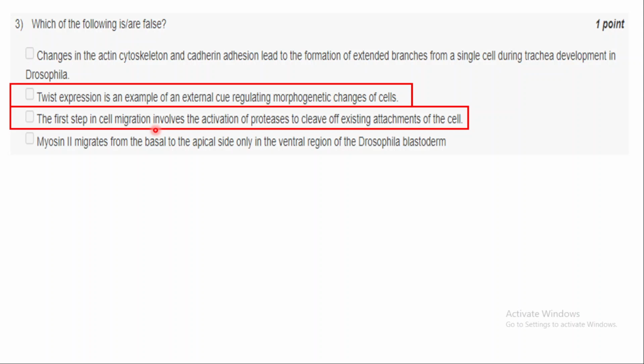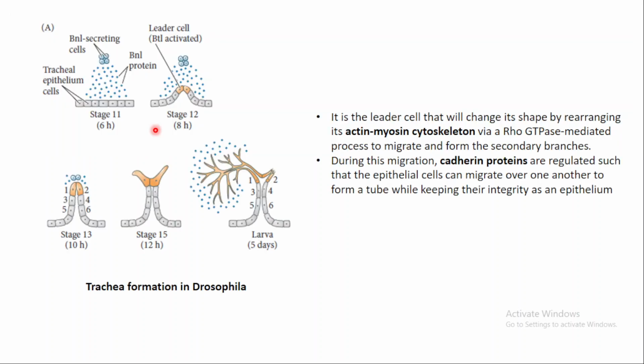The first step is paracrine signaling, which will downregulate the expression of cadherins and other junction proteins and adhesion proteins, so that the cell can get rid of these junctions or these tight placements. So let us get into a little more detail. The first statement that we read about is trachea formation in Drosophila. A brief representation of trachea formation.